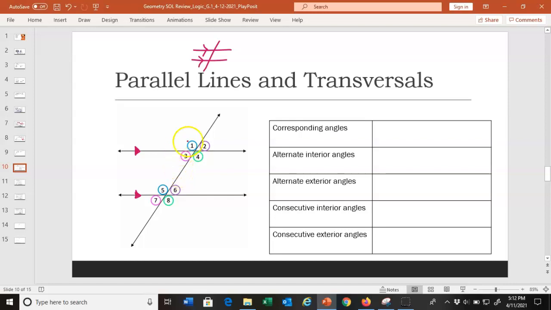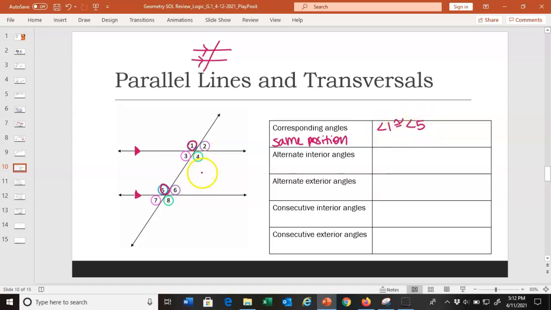We have some corresponding angles. Corresponding angles are in the same position. So we can look at angle 1 and angle 5. See how we have 1, 2, 3, 4. This is sort of a grouping. And 1 is the top left, and see 5 is the top left. So that's why we say the same position. And these are congruent. These are always equal. Angle 1 and angle 5.